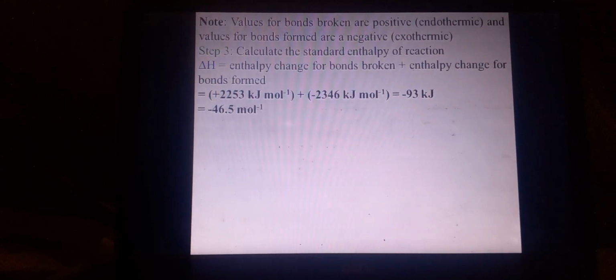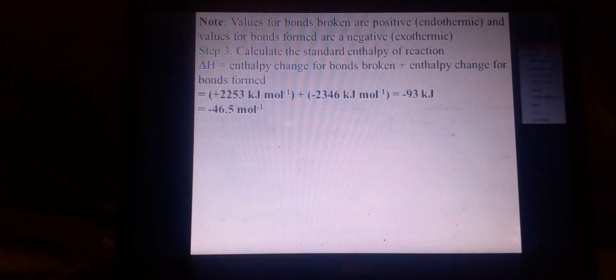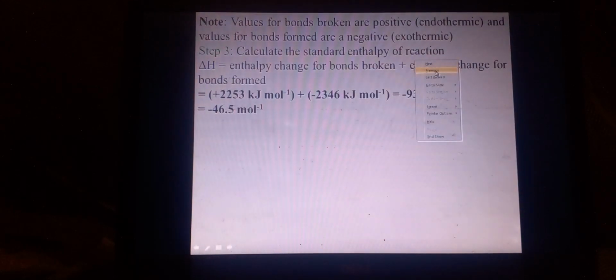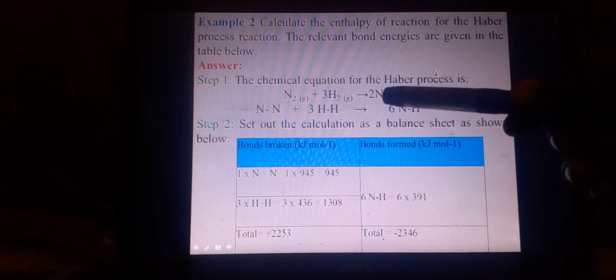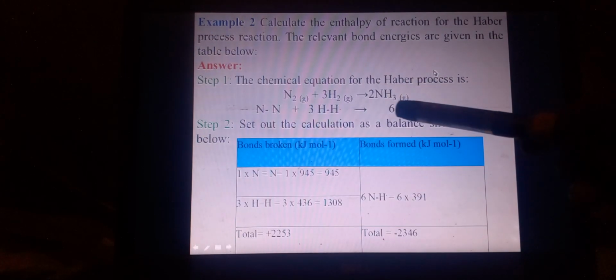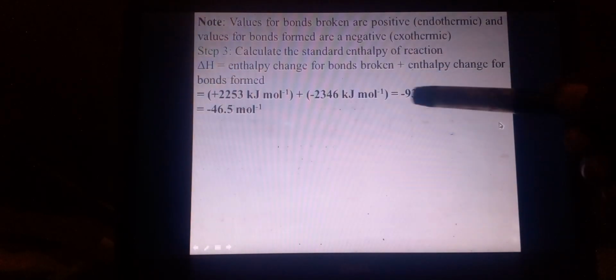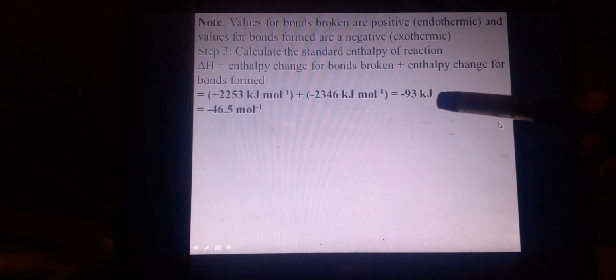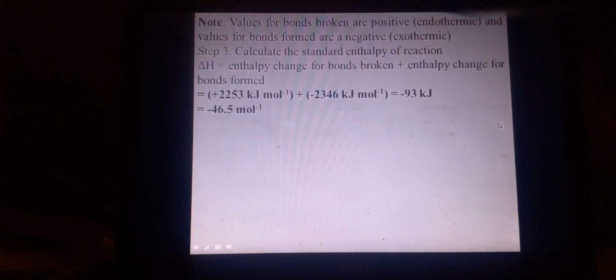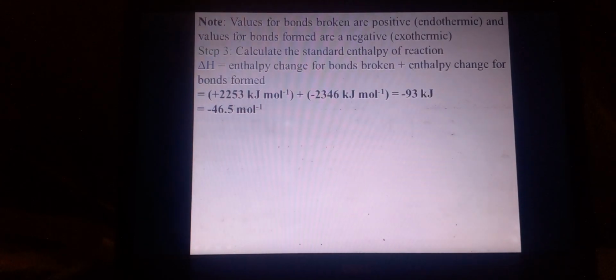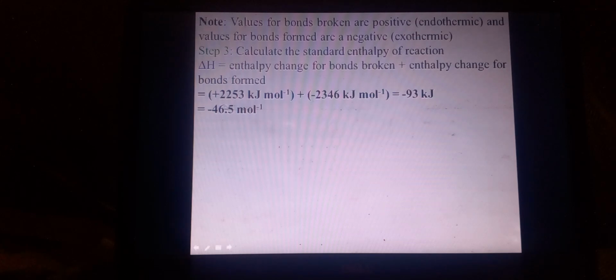But remember, from that previous example, we are forming 2 moles of ammonia gas. So to form 1 mole of ammonia gas, it means we divide the value we have obtained by 2. So we divide negative 93 kilojoules by 2 to get negative 46.5 kilojoules per mole. So this is kilojoules per mole. There is an omission of the unit here: negative 46.5 kilojoules per mole.